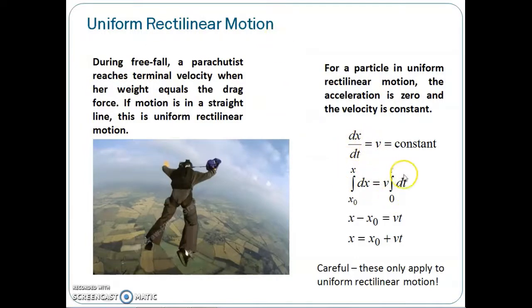So deriving from these equations, we will have x minus x naught equals vt, and our x, or the position, equals our initial position plus vt. So remember, this is only applicable to uniform rectilinear motion, when your particle or body is in constant velocity or zero acceleration.